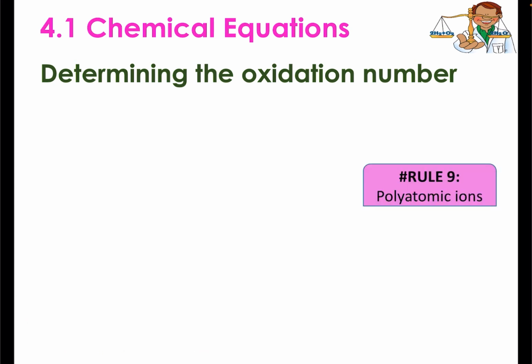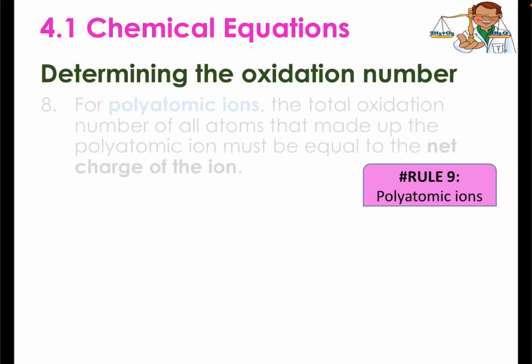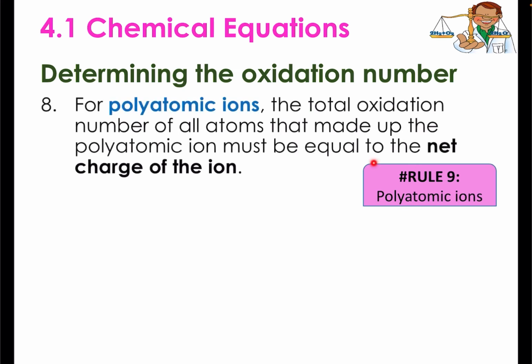Okay, next one, kita go to rule number 9. So, this is the last rule. Okay, this last rule adalah untuk polyatomic ions. Di mana polyatomic ions, total oxidation number for all atoms that made up of polyatomic ion mesti equal to the net charge of the ion.